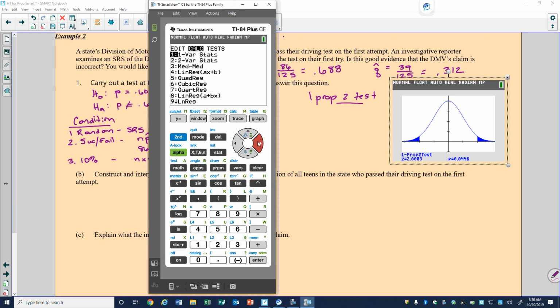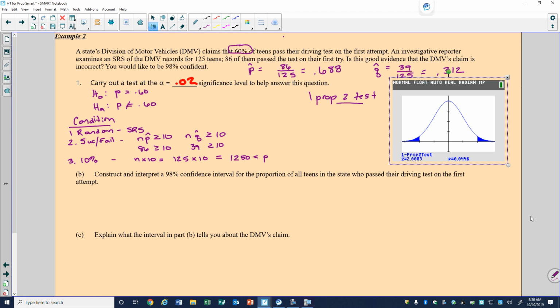So stat, test number 5, all my information's already in there. I'm going to calculate it this time. And what I get from that test is a p-value of 0.04. So we have a p-value equal to 0.04. Now, we decided that we were carrying out this test at a 0.02 significance level.